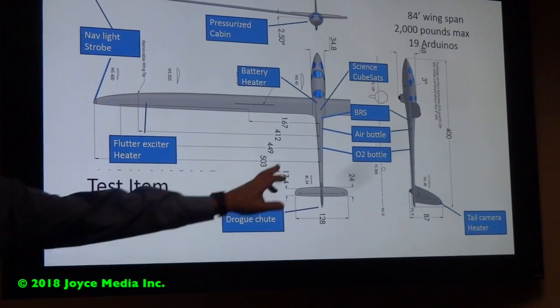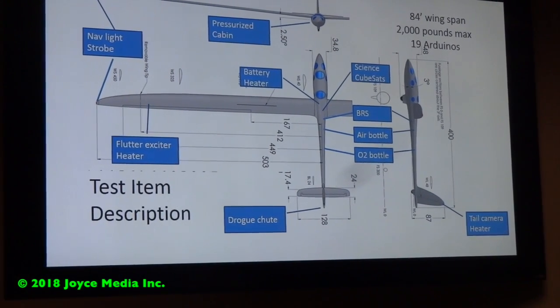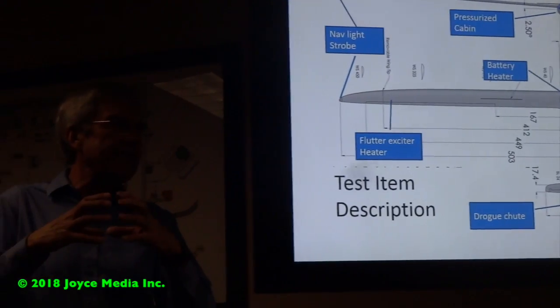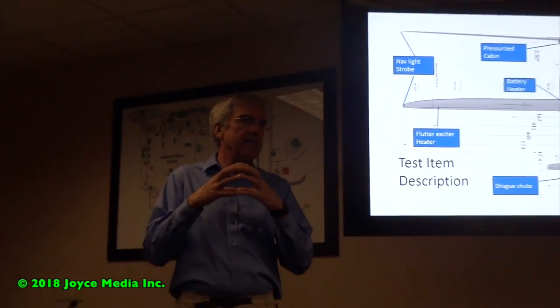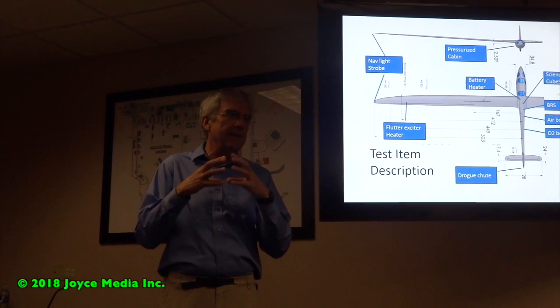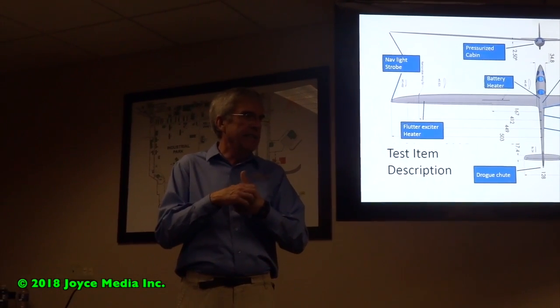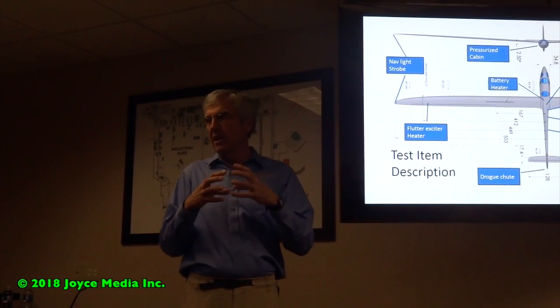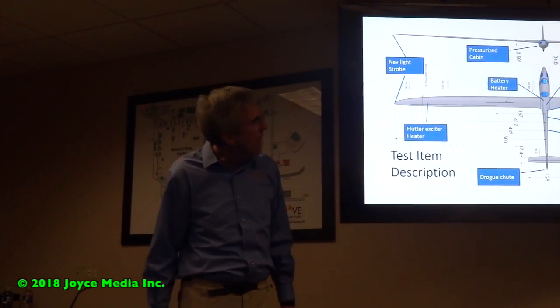And we got an air bottle. The pressurization works by having a highly sealed cabin. So we have a leak rate on the order of maybe half a liter a minute or so. And we're just adding air gradually to make up the leak rate so that we keep the pressure where we want it.